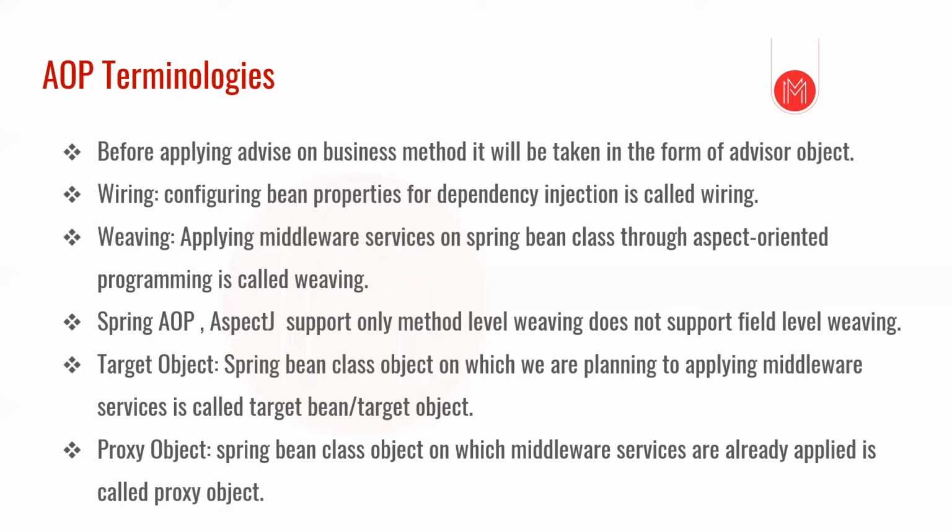A proxy object is a Spring Bean class object on which middleware services are already applied. It is simply called a proxy object. I mean, proxy is the final output of weaving. In fact, a proxy object gets created when a business method is mixed with advice.